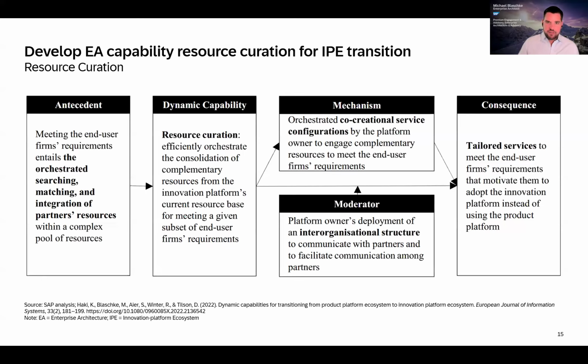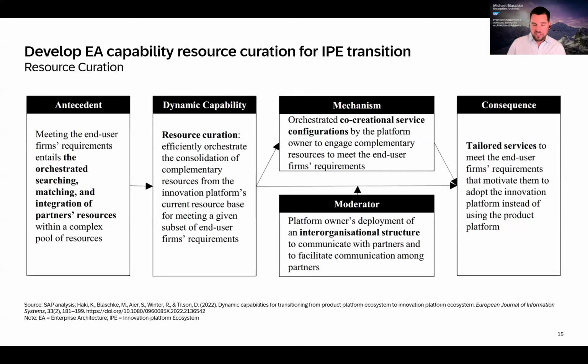Yeah, so enterprise architecture, we suggest, enables the systematic curation of IT resources in the ecosystem by creating structured collaboration frameworks that channel the complex partner ecosystems into specific working and customer solutions. Yeah. And it starts with the antecedent, which is a customer challenge. It's an end customer challenge. Any of your organization's customers has a challenge.